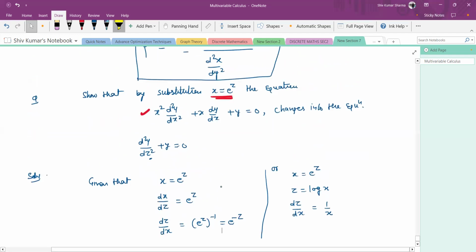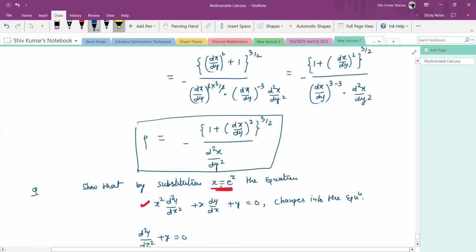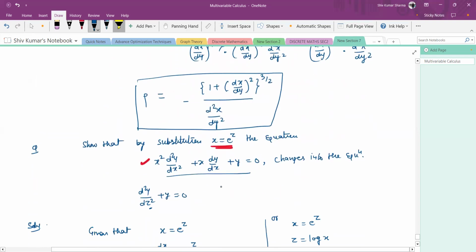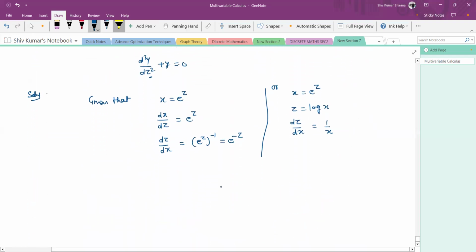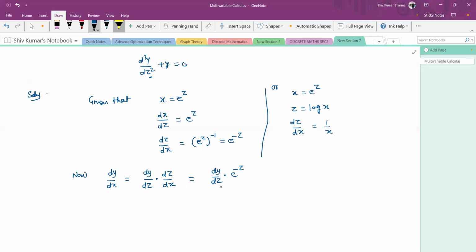Now we move to the given differential equation. So this is our differential equation. First we obtain the value of dy upon dx, then d2y over dx square. So first we start with dy upon dx. When we change independent variable x to z, we can write by using the chain rule, dy by dz into dz upon dx. We have calculated dz upon dx as e raised to the power minus z. So this is the value of dy upon dx.